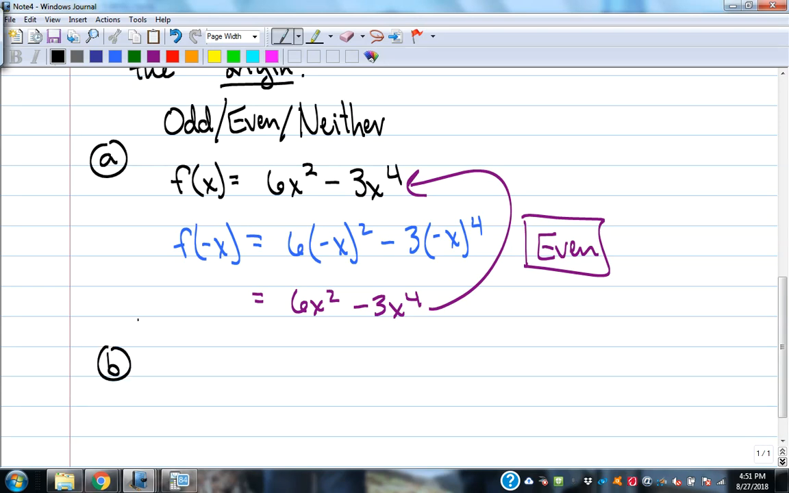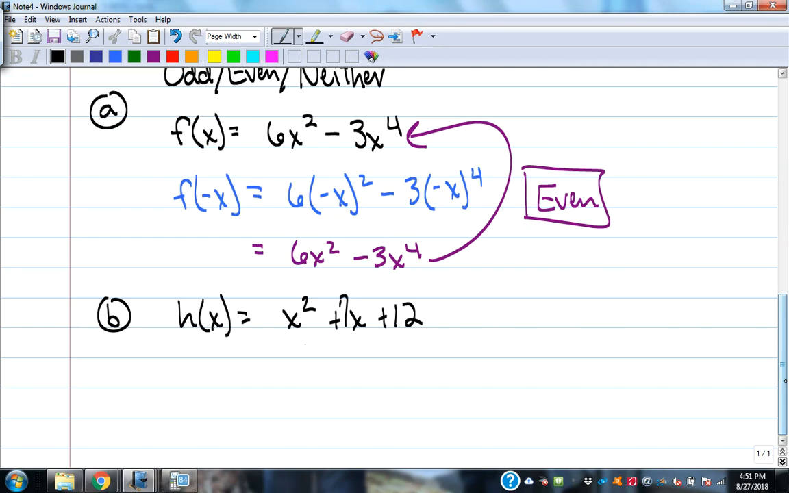Let's look at another example. See if we can kind of utilize that shortcut a little bit. x squared plus 7x plus 12. If I do the actual test, I'm going to show that work.